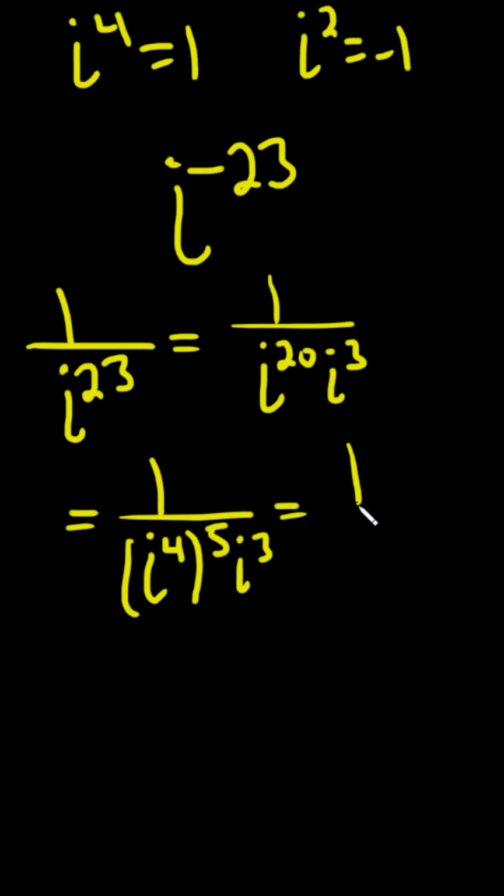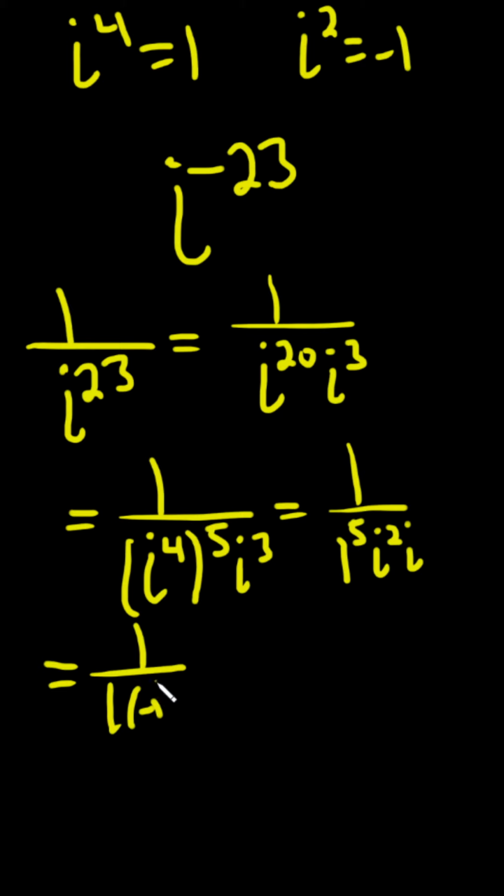i to the 4 is 1, so we get 1 to the 5. i cubed we can write as i squared times i. So this is equal to 1 over 1, and then i squared is negative 1, and then we have an i. So we get negative 1 over i.